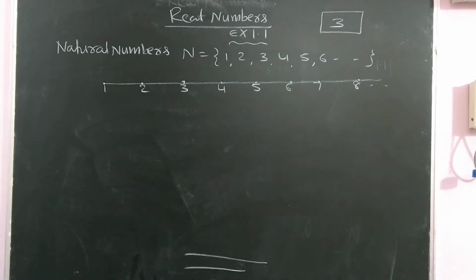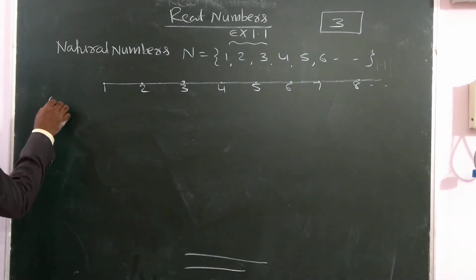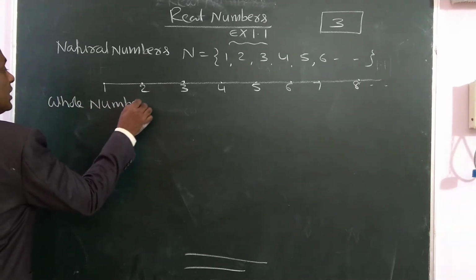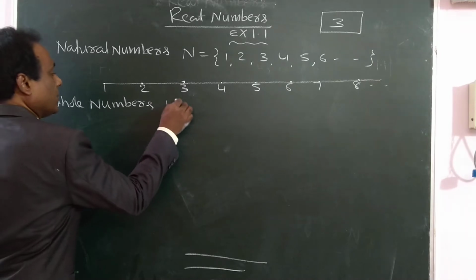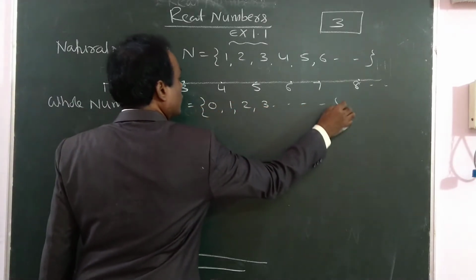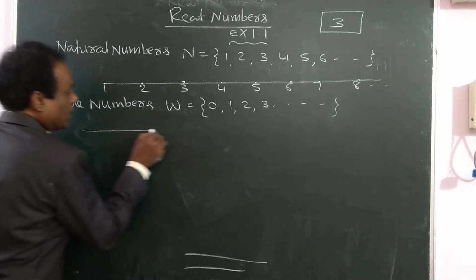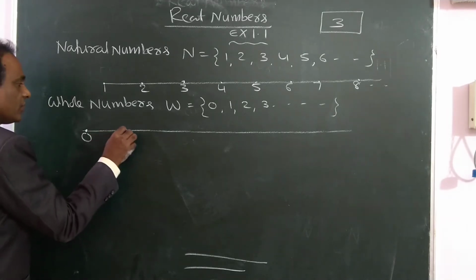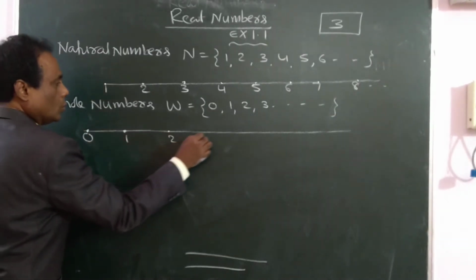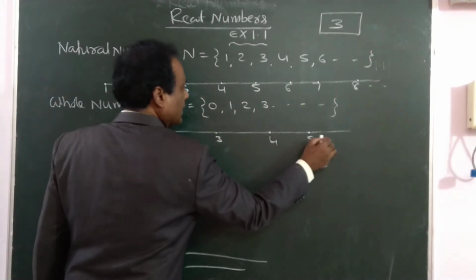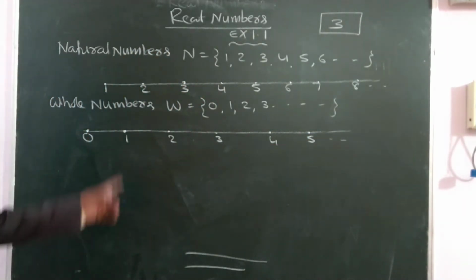Same way we can represent the whole numbers. Whole numbers start from 0, and are represented by W. It's 0, 1, 2, 3, 4, and so on. If you are asked to represent whole numbers on the number line, the start will be 0, next will be 1, next 2, next 3, next 4, next 5. Like that we can represent the whole numbers on a number line.